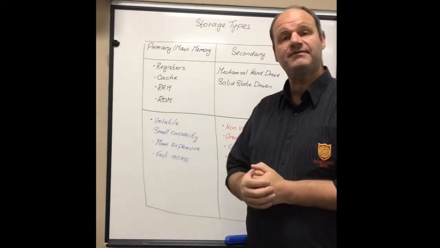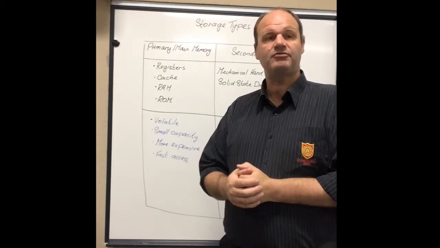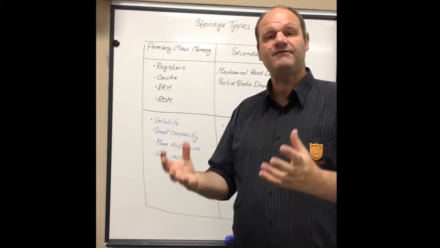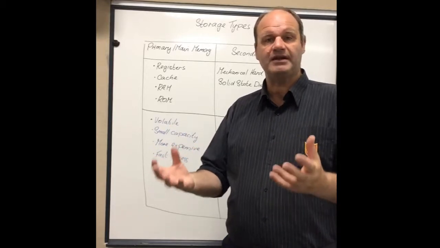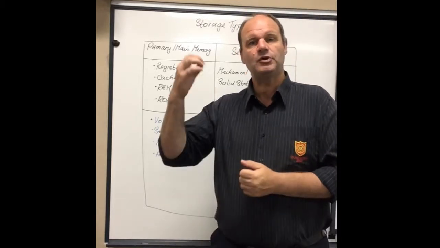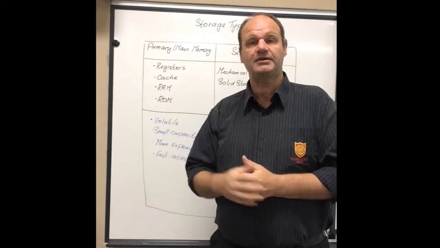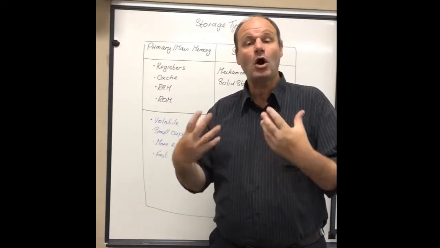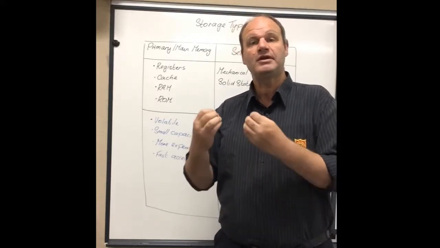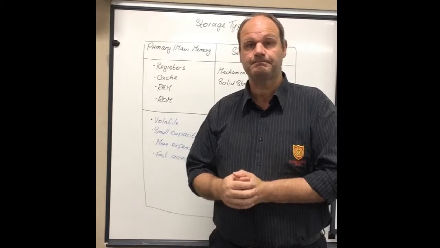How effective cache is depends on the cache hit and the hit rate. Cache hit is if the information is found in cache. So if the CPU wants to find some information, it will look in cache first. If it finds it there, that's a cache hit. Hit rate is how often the information the CPU needs is found in cache.